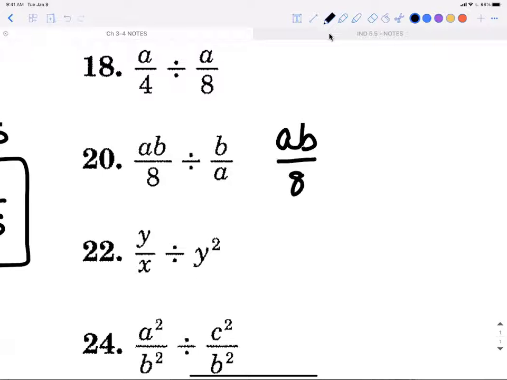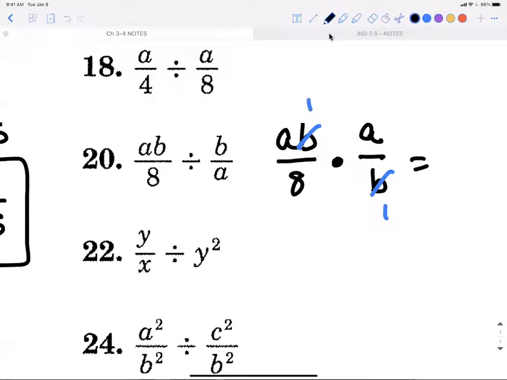AB over 8 stays the same. Turn it into a multiplication problem. Flip the second fraction. So now my A is on top and my B is on bottom. So I've inverted it, or I've taken the reciprocal of that second term. Now I'm ready to cross reduce. 8 and A can't do anything with each other. Going the other way, the B and the B, okay, they do reduce.